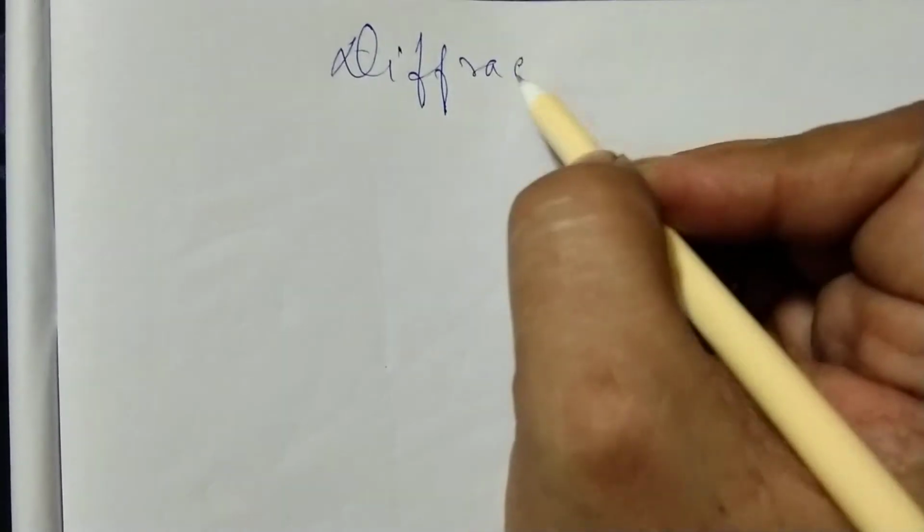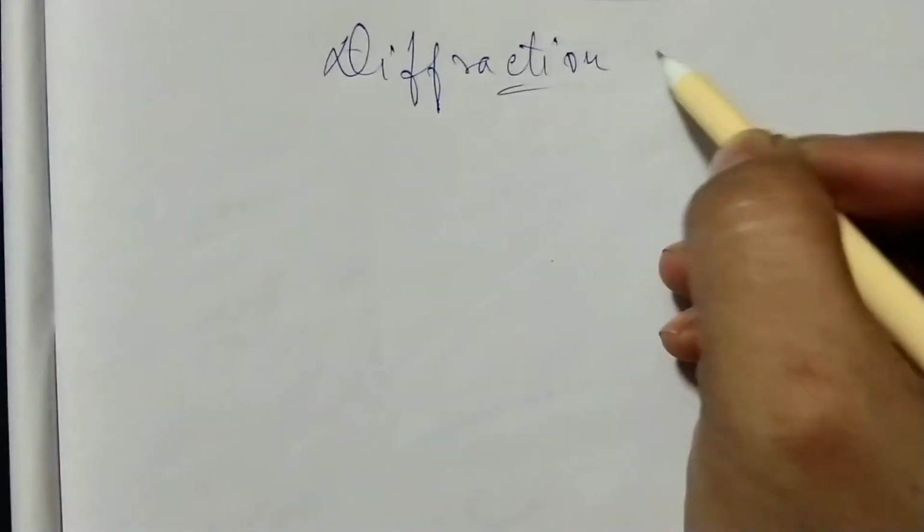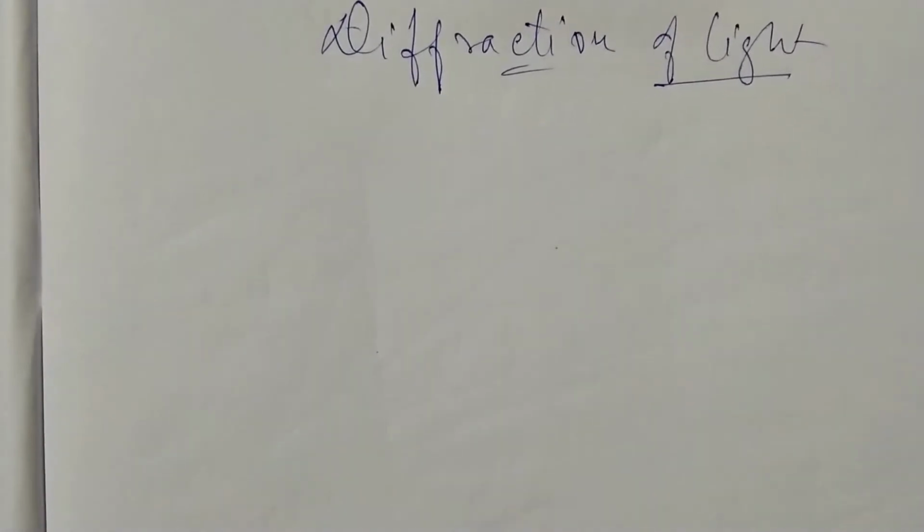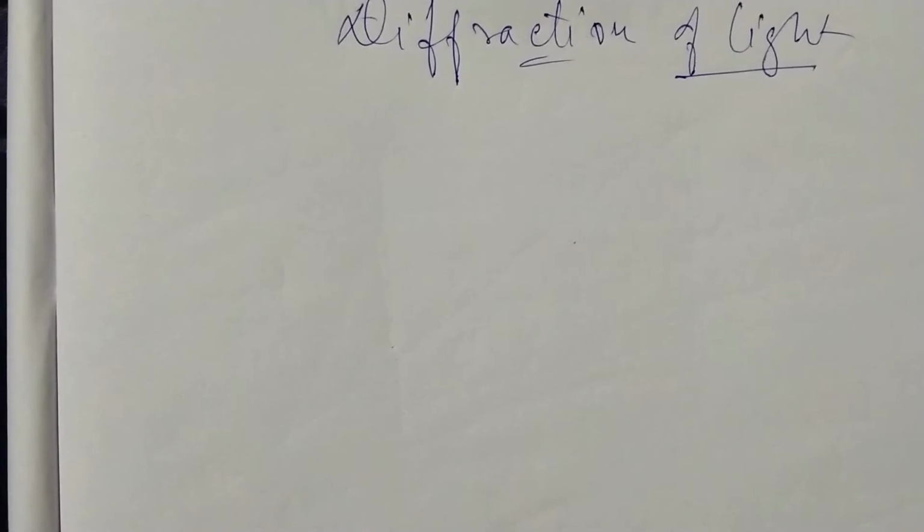Children, today we will be doing one of the very important topics of wave theory, that is diffraction of light. So today's topic is diffraction of light. Now we have already done interference, with the follow-up Young's double slit experiment. So what exactly is the topic diffraction all about?